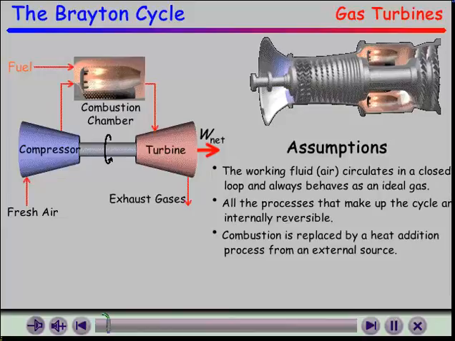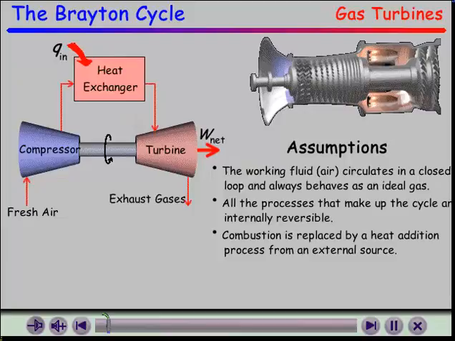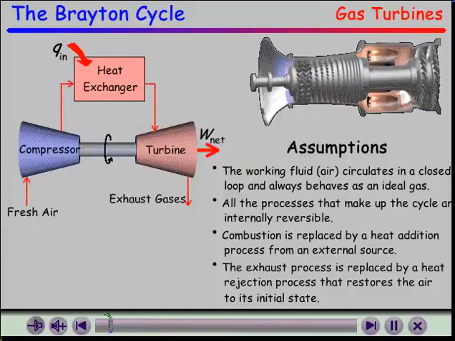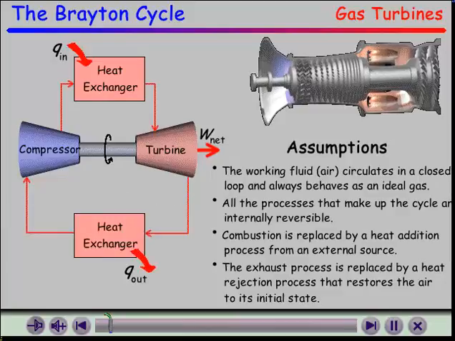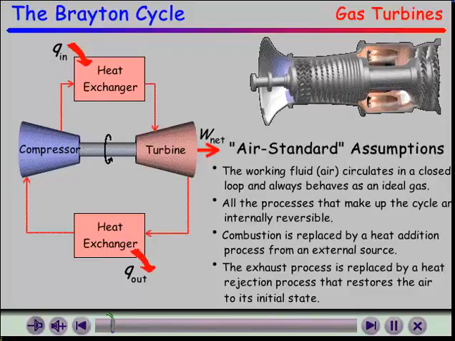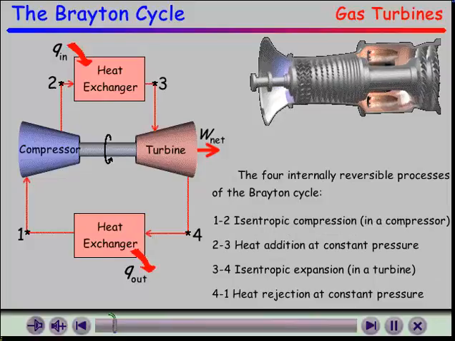The combustion process is replaced by a heat addition process from an external source. The exhaust process is replaced by a heat rejection process that restores the air to its initial state. These four approximations are known as the air standard assumptions, and they can be applied to all gas power cycles. We will use this closed cycle to model the gas turbine.